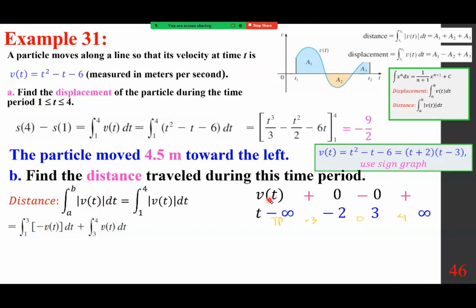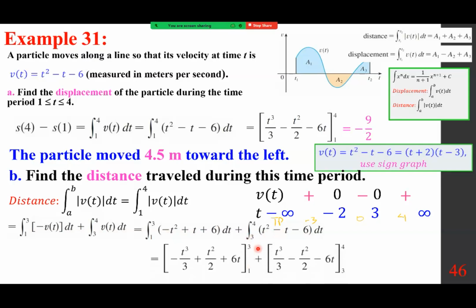And now all you have to do, you negate this one. So you put minus t squared plus t plus 6 here. And you put the same thing here. This one gives you minus 1/3 t cubed. This gives you 1/2 t squared. This gives you 6t. And this one gives you the positive of that. From 1 to 3, 3 to 4. Now, this is a little bit tedious. You have to do the work. And I'm going to leave it for you to come up with the answer. It's really not too bad.